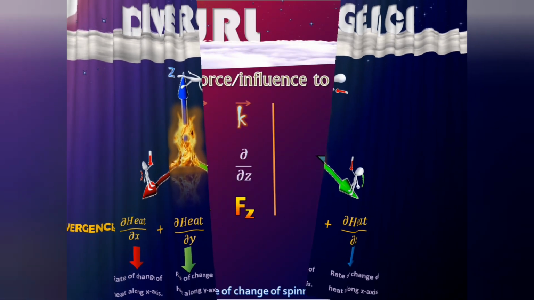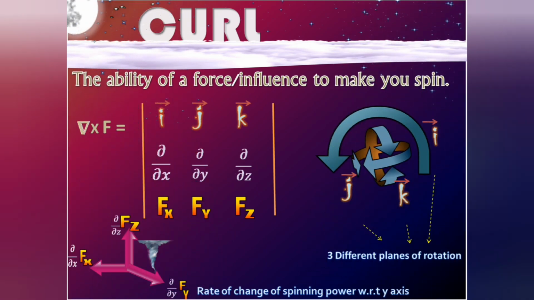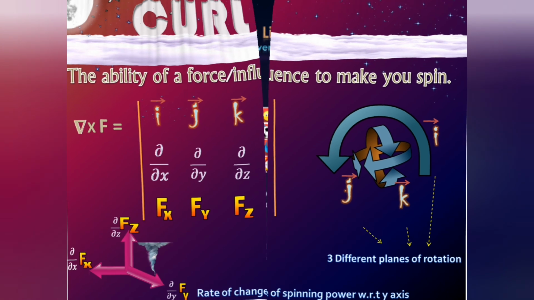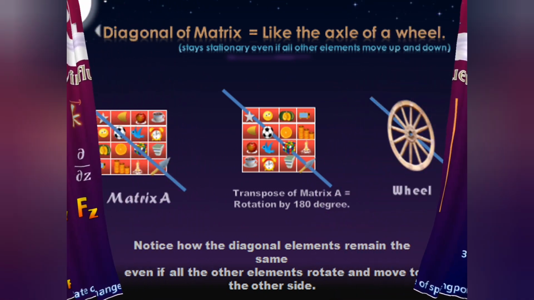What if curl is a measure of how much a field can make you spin? What if i, j and k in the formula indicate different planes of rotation? What if the diagonal of a matrix is the axis of rotation of a matrix?